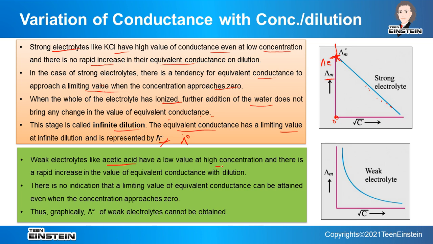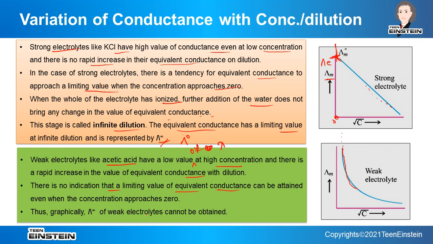Now when the electrolyte is at very high concentration, it will have a very low value of conductance, a low value of lambda. And there is a rapid increase in the value of conductance with dilution. So this is the rapid increase, suddenly it is rising. There is no indication that a limiting value of equivalent conductance or molar conductance can be attained. So it is never touching the y-axis.